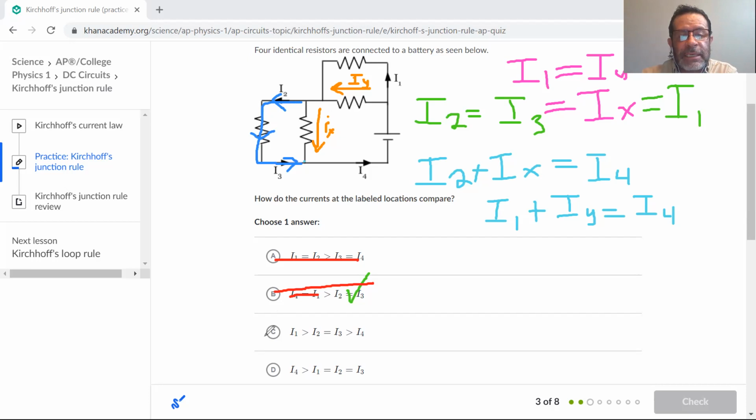So in this case, C does not apply, and D is the one that gives us the relationship that I4 is the largest current and I2 is equal to I3. We already established that, but since all of the resistors are the same, it's going to also be the same as I1, which is this. So the solution should be D.